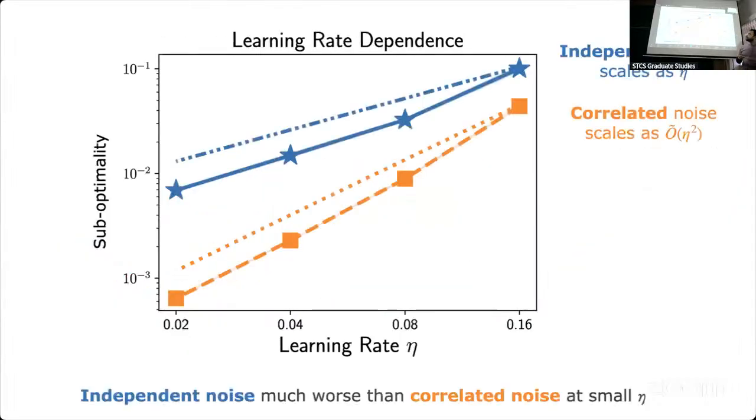Similarly, this learning rate dependence. We said eta square and eta dependence between independent and correlated noise. Things start to break down when we go to very large learning rates. We know that SGD starts to diverge when you reach 1 over the largest eigenvalue of the Hessian, so that's starting to break down here. But with slightly smaller learning rates, that trend is almost, again, exactly found in simulations.